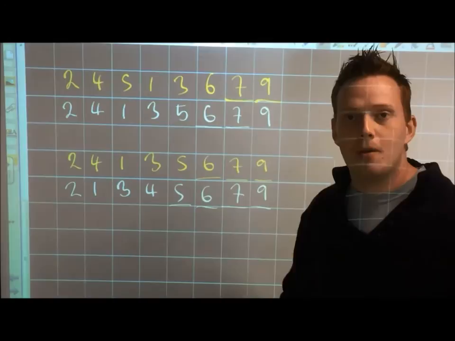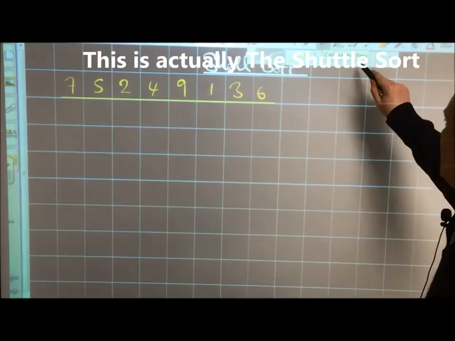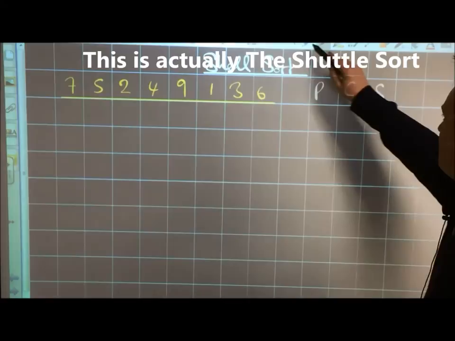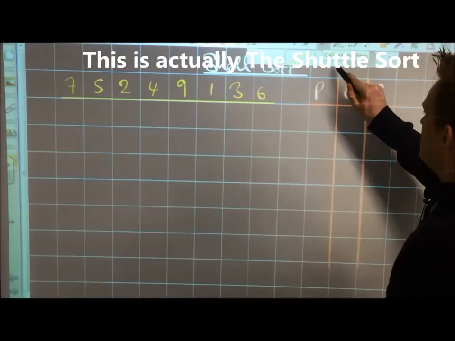Okay, we're going to have a look now at the shell sort. Slightly different sort, but again, we're going to keep a note of the number of passes, the comparisons, and the swaps. And the shell sort works a little bit like this. I'm going to write out the numbers to start with.